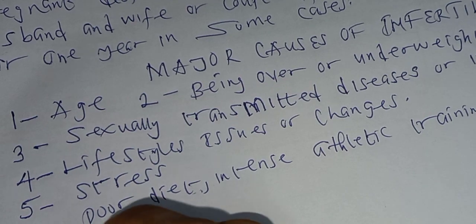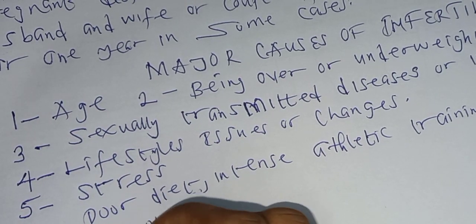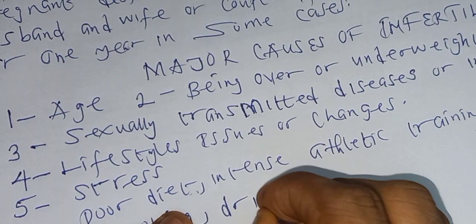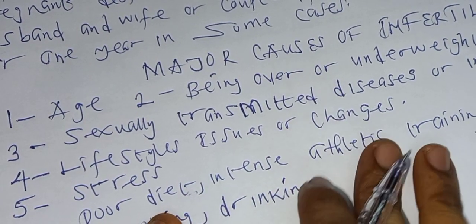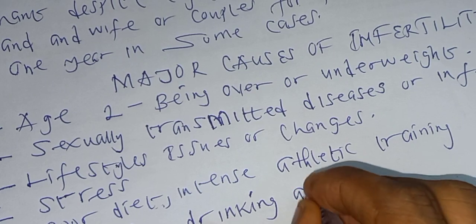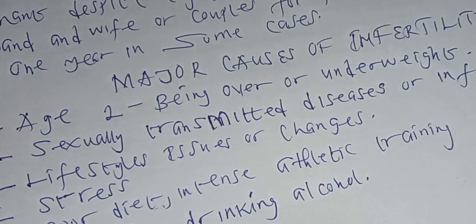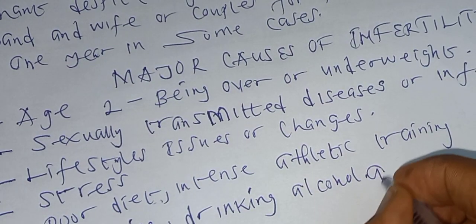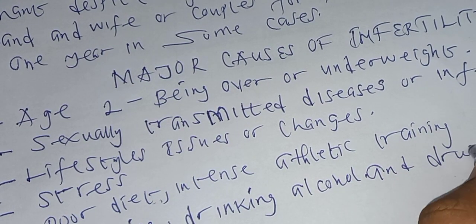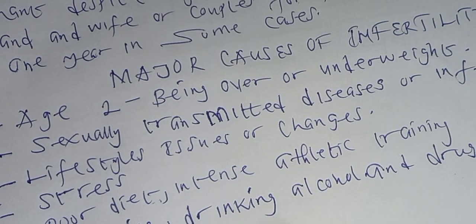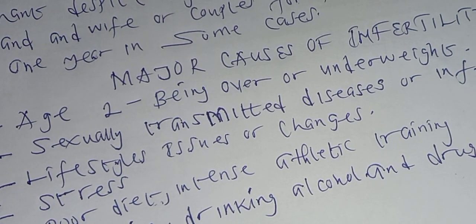Number 7 cause of infertility is what? Smoking, drinking alcohol, and drug use, and some drugs. These cases may be for husband and wife also.